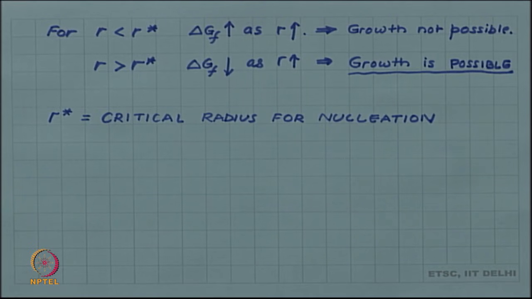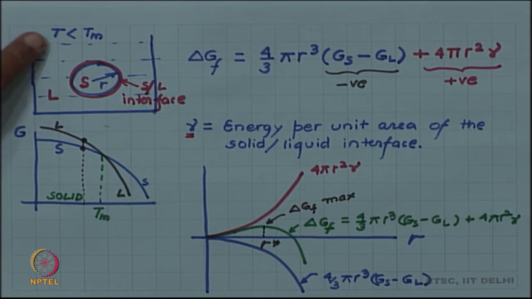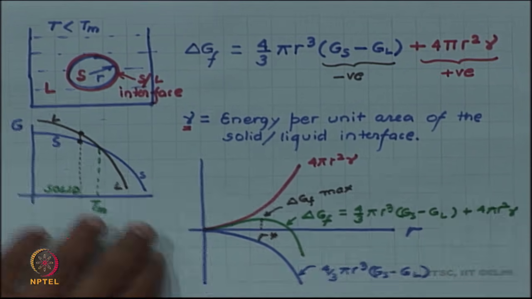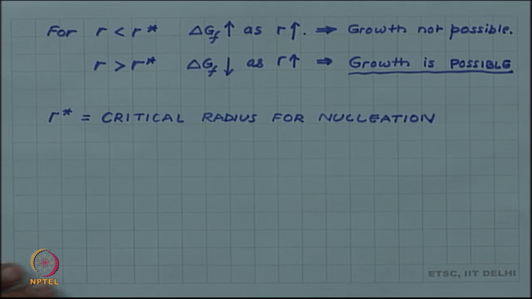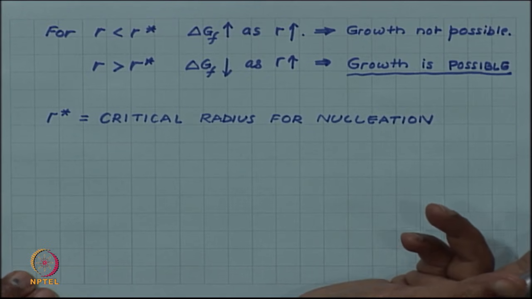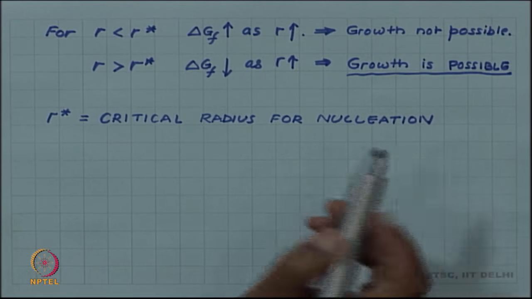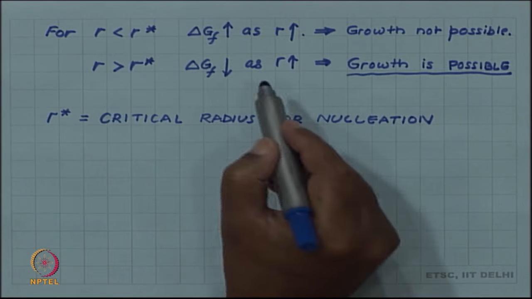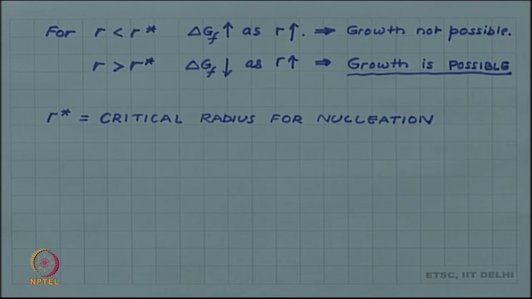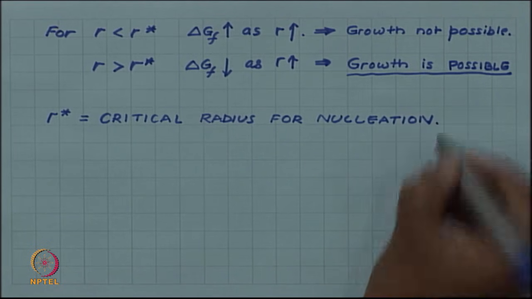So, nuclei cannot be less than a critical size. This is a very interesting result, because recall that we are talking about a temperature T which is less than the freezing temperature. So, even if the liquid is below the freezing temperature, a solid of radius R less than R star cannot form. One has to assemble a solid ball of radius greater than R star for the growth to be possible. So, this is the critical radius for nucleation.